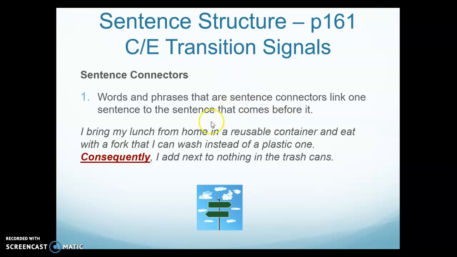Let's take a look at this. I bring my lunch to school in a reusable container and eat with a fork that I can wash instead of a plastic one. That's one sentence. Consequently, this is a connector. I add next to nothing to the trash can. Consequently is linking the sentence before to the next sentence.